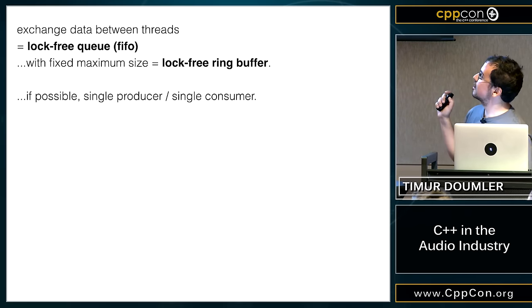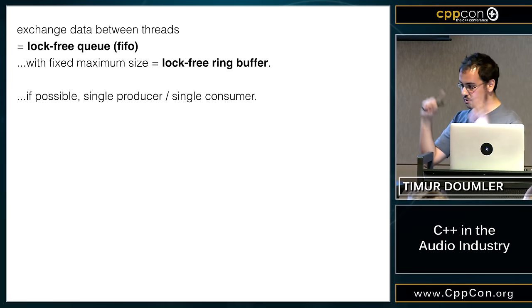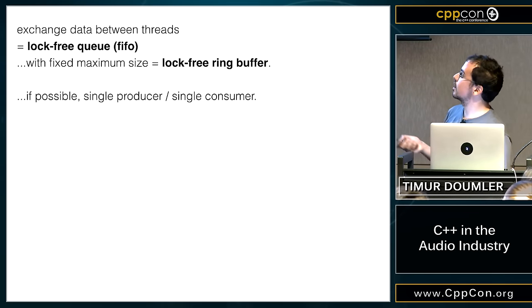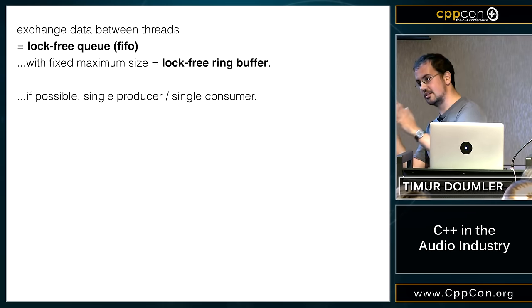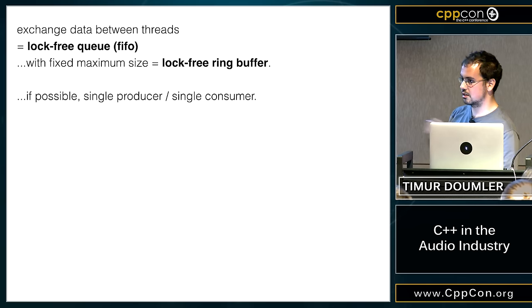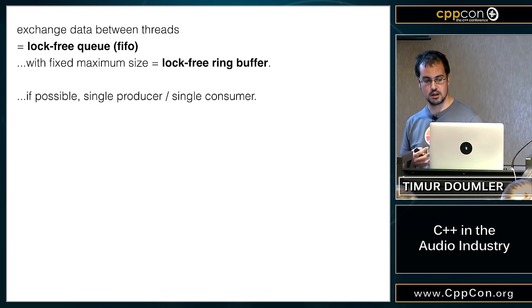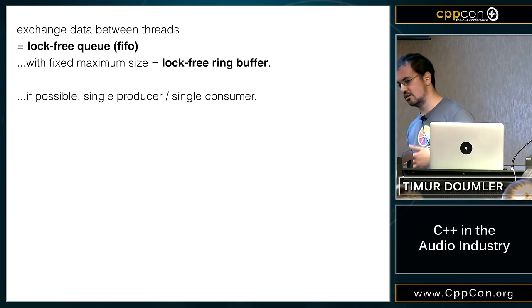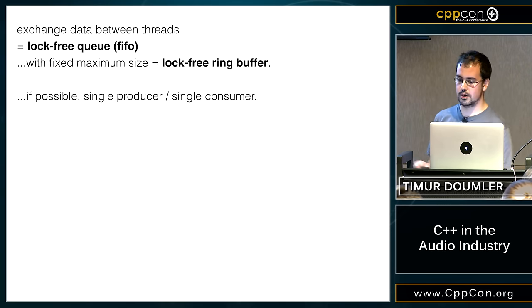So let me just quickly mention how you would use it in a more abstract way. If possible, you want to have a single thread that writes to it and a single thread that reads from it, because you can have multiple producers, but then the code just gets more complicated. So instead of coming up with these data structures in audio code, it's typically easier to restructure your code to have one reading and one writing thread.